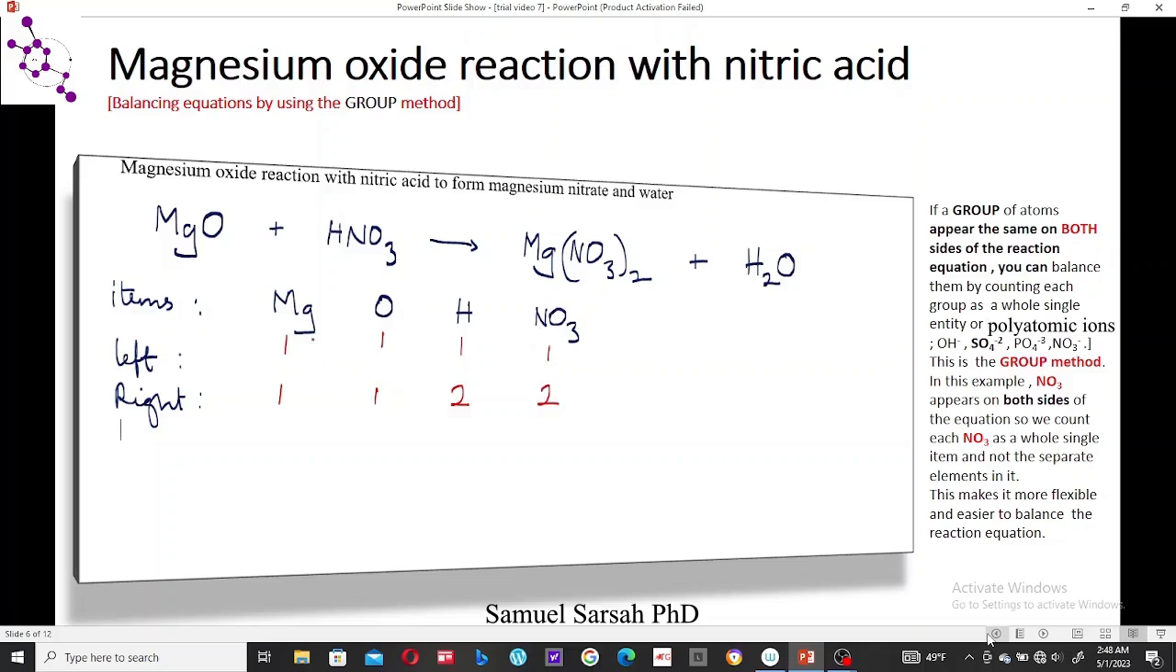From here, the magnesiums are okay, 1 and 1. Oxygens are okay now, 1 and 1. And the hydrogens, 1 on the left side but 2 on the right side, so the whole equation is not balanced. So the nitrates, NO3s, one on the left side, two on the right side, so everything is not balanced. To balance this, we can just multiply this by 2.